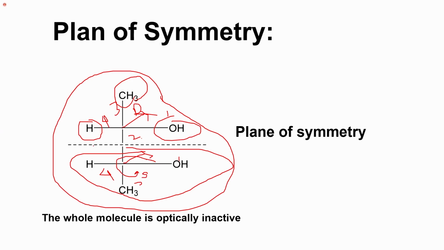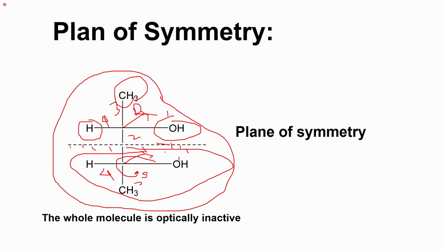So R, if you pass a plane from this carbon and this carbon, let's say this is a plane. Now you just see the mirror image of this one, because R will always give the S isomer, the opposite one. Even if you pass a plane through this whole molecule, it is equal, meaning identical or the same structure. So although the whole molecule has two chiral centers, the one above is R and the one below is S, still this molecule is optically inactive.